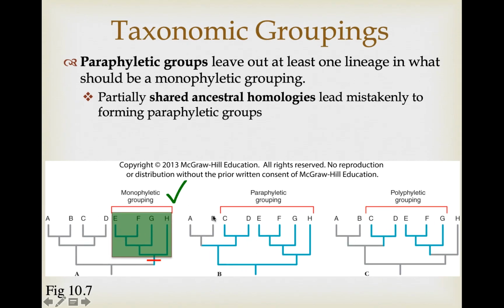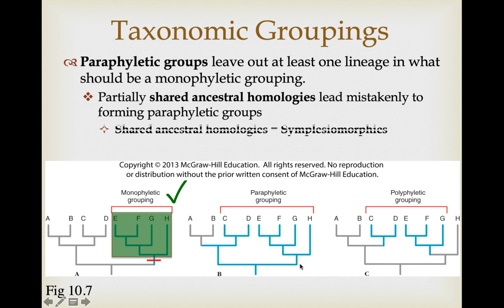So again, we want to do monophyletic groups, clades based on shared derived homologies or synapomorphies. This paraphyletic group could be formed if you paid attention to traits that are called shared ancestral homologies. This is when you almost form a correct group, but you leave out some of the descendants. So a paraphyletic group is the ancestor and some of the descendants, but not all of the descendants. You've left these guys out for some reason.